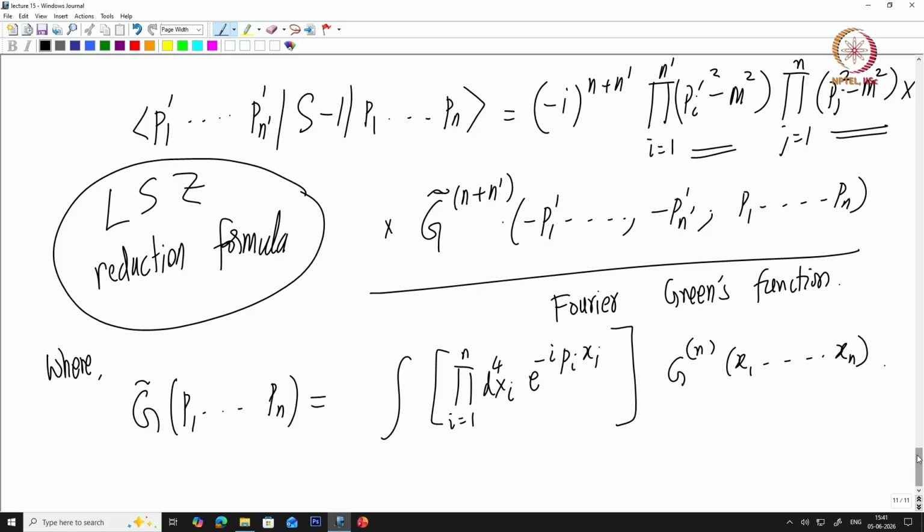You know that this is nothing but your connected diagrams, as we have argued. All possible connected diagrams with all the external lines lying on the mass shell are nothing but your S matrix elements, and that is precisely the reason why the Feynman diagram approach works very well. So the Green's function in momentum space with all the particles on the mass shell is nothing but your S matrix element.